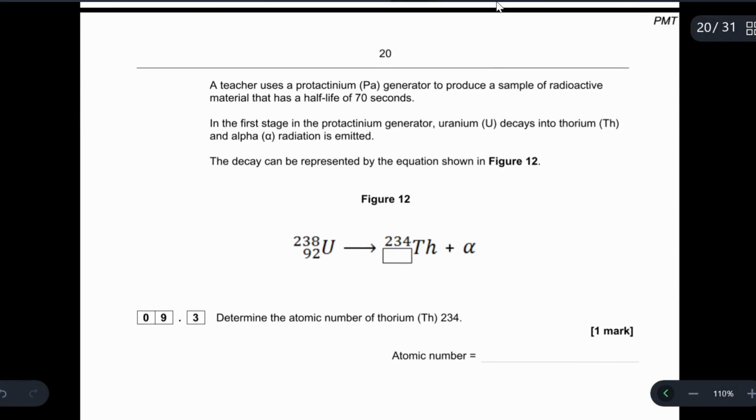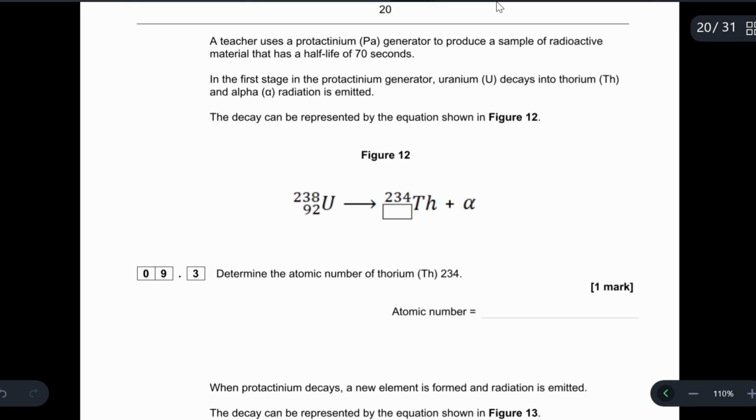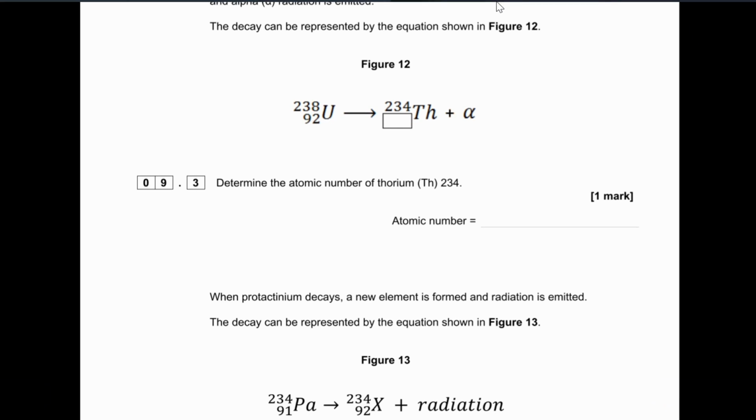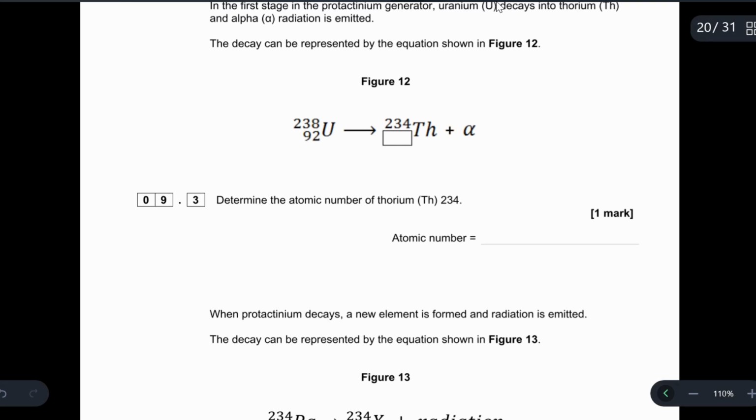Okay, a teacher uses a protactinium generator to produce a sample of radioactive material that has a half-life of 70 seconds. In the first stage in the protactinium generator, uranium decays into thorium and alpha radiation is emitted. The decay can be represented by the equation shown in figure 12. Determine the atomic number of thorium-234. This is a classic alpha decay equation, and you need to be able to fill in the gaps here. An alpha particle has a mass number of 4 and a charge number or proton number of 2.